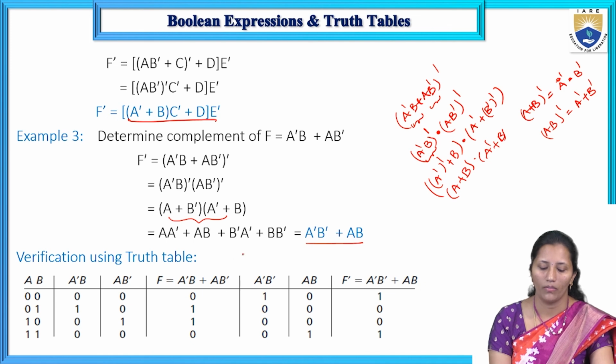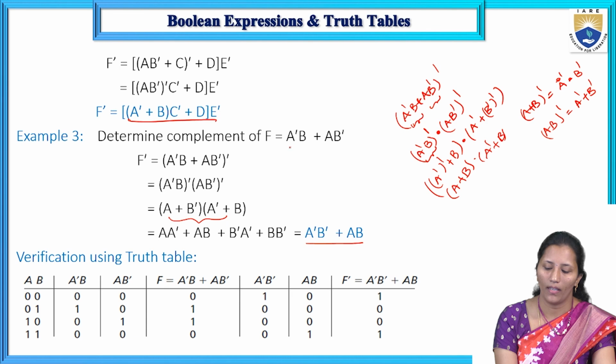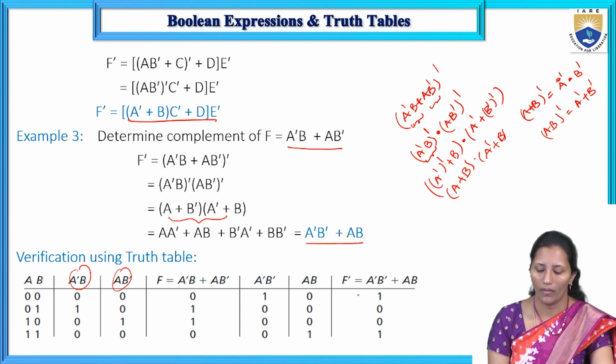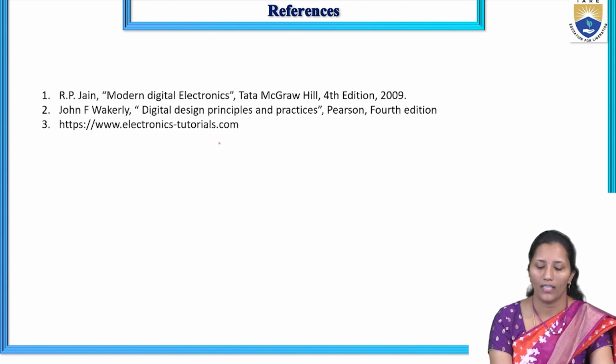And if we want to verify this output with the truth table, find out these truth table combinations, 4 combinations, and write down the truth table for each product term and find out the final output. So these are the books for the references, Modern Digital Electronics and Digital Design Principles and Practices.